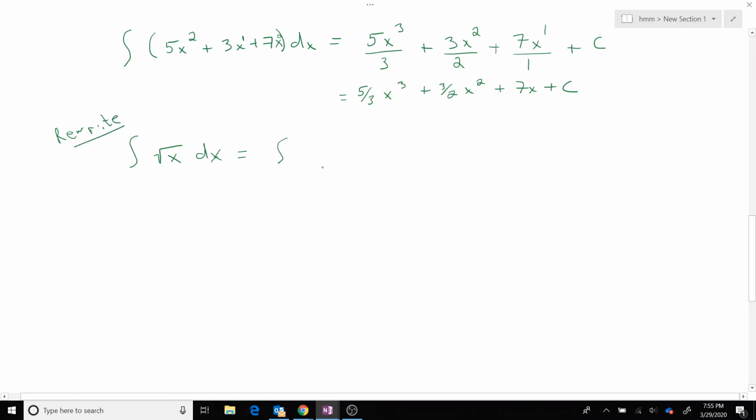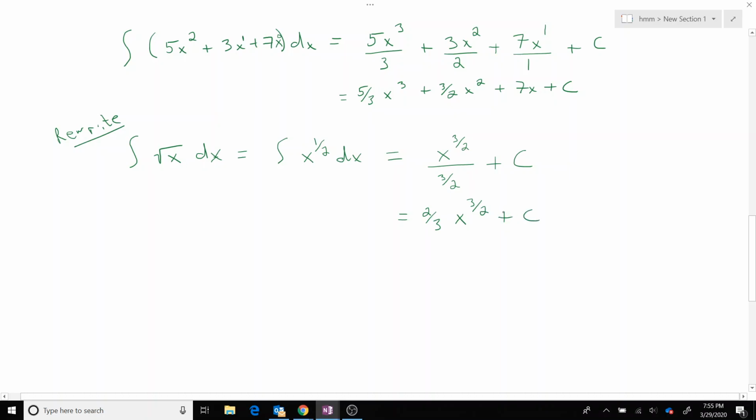So what would be another way I could write the square root of x? I could write the square root of x as x to the 1/2. Now that I can work with, because I know how to take the antiderivatives of things with powers. We add 1 to the exponent, so a half plus 1 would be 3/2, and then I divide by the exponent. So I divide by 3/2, and I don't forget that c out there. And so in this case here, dividing by 3/2 is the same as multiplying by 2/3. And so I've got 2/3 x to the 3/2 plus c.